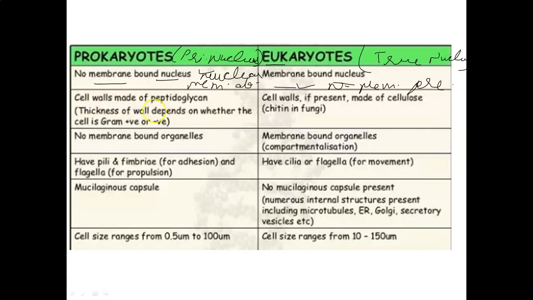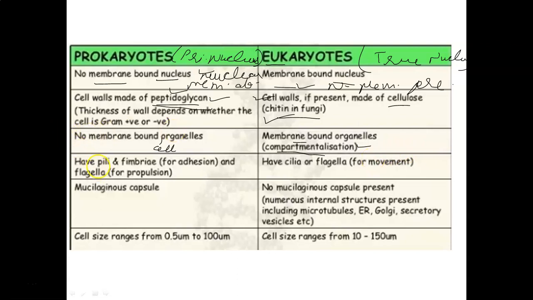Now the cell wall is made up of different material. I told you that in prokaryotes it is peptidoglycan, yes. And the cell wall in eukaryotes: in plant cells, cellulose; in fungi, chitin. Chitin is also a polysaccharide. No membrane-bound organelles, meaning cell organelles: mitochondria, chloroplast, lysosomes, Golgi body, all are absent. Here membrane-bound cell organelles are present. So compartmentalization is different; the cell has so many cellular organelles and various compartments.